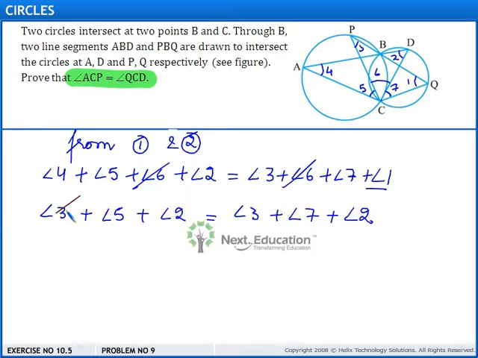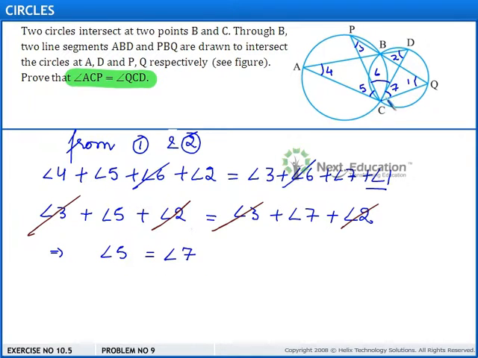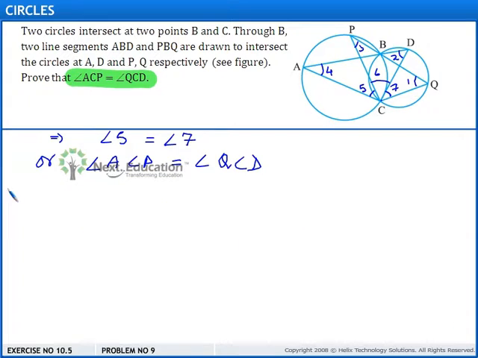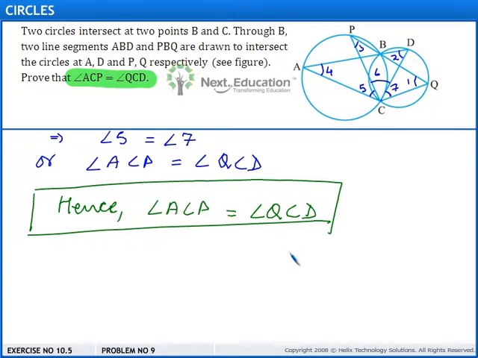Now again cancelling common angles from both the sides, we have angle 5 is equal to angle 7, and this is what we are required to show, which can also be written as angle ACP is equal to angle QCD. Hence our answer is angle ACP is equal to angle QCD. This completes the solution.